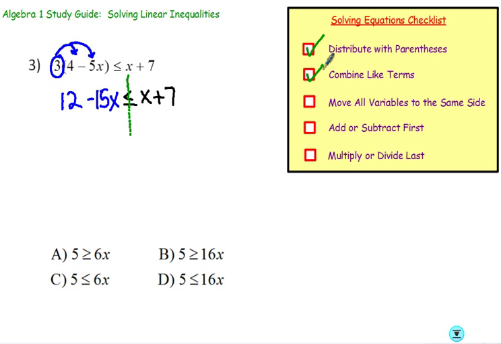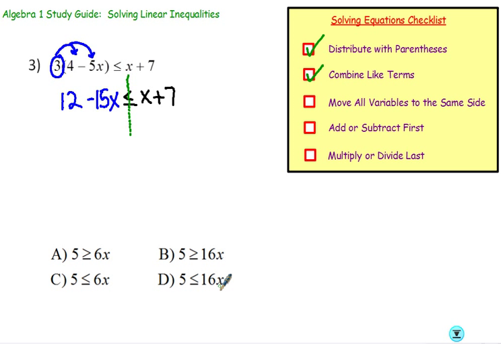Now, it doesn't matter which side you move. If I wanted to move x over here with negative 15x, I could do that. If I wanted to move negative 15x over with the x, I could do that as well. Which one do you do? Well, this is one of those use the test to take the test moments, where you look down at the multiple choice, A, B, C, D, and see how they have their answer. You notice all of their x's are on the right side of the inequality. Well, what we're trying to do is get our answer to match theirs. So let's move all of our x's over to the right side.